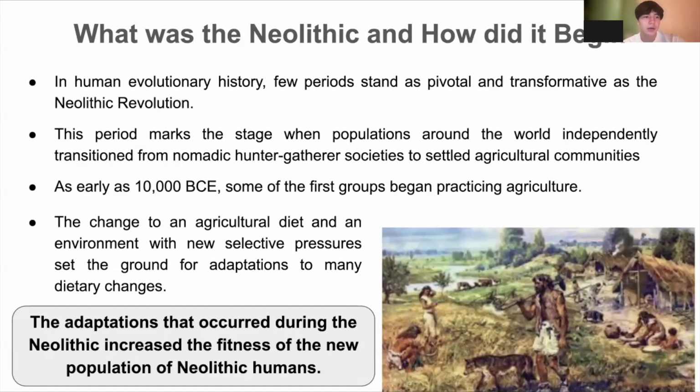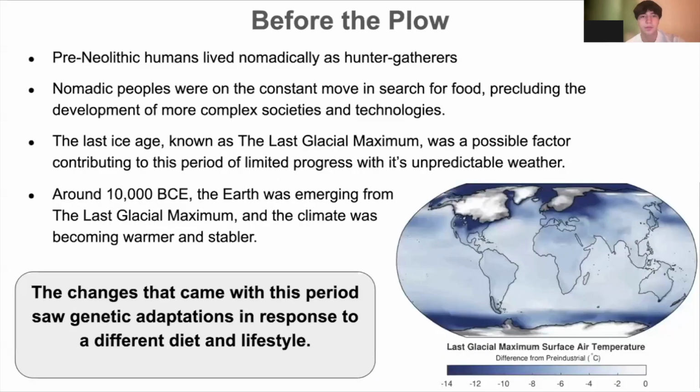The change to an agricultural diet and an environment with new selective pressure set the ground for adaptations to these dietary changes, including adaptations to consumption of dairy and carbohydrates. This review investigates several key genetic changes that occurred during the change from a hunter-gatherer to an agricultural lifestyle.